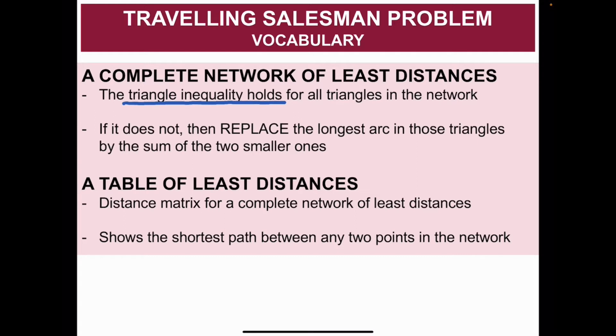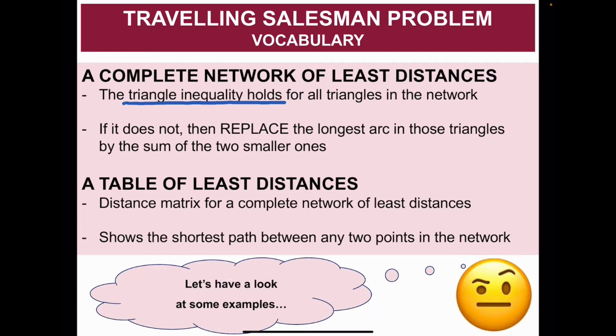Now, the table of least distances is basically the distance matrix that we already had a couple of weeks ago. But in this case, it's the distance matrix for a complete network of least distances. And that obviously shows the shortest path between any 2 points in the network. So I think it's easier than talking about it. You need to clarify the vocabulary, obviously, but once you clarify the vocabulary, let's look at the example straight away.